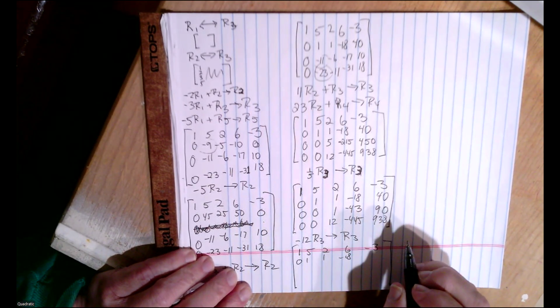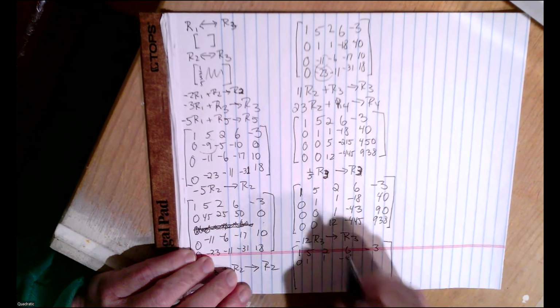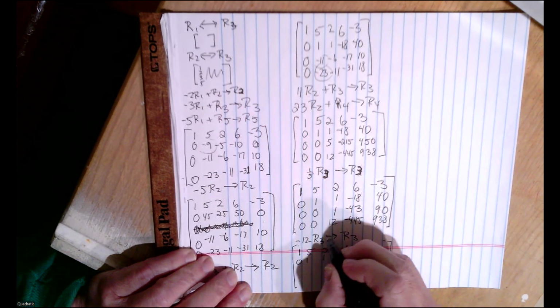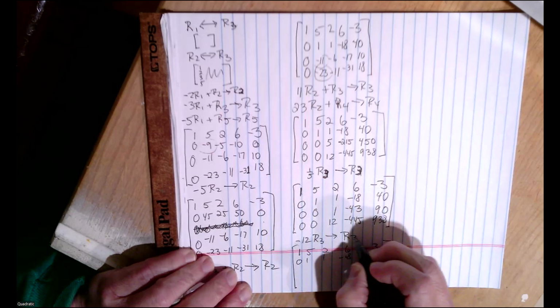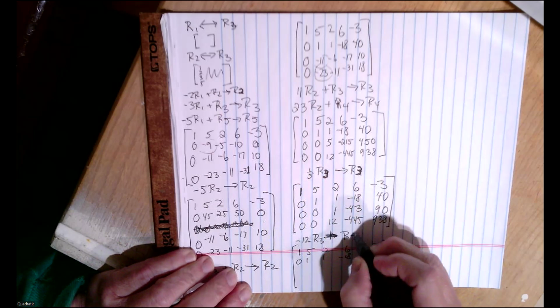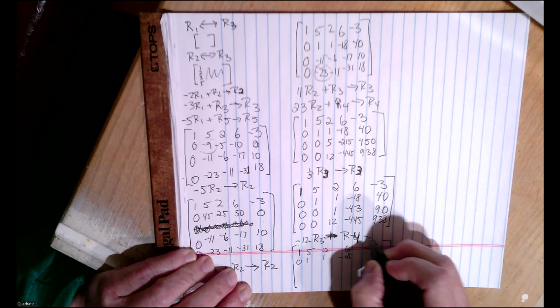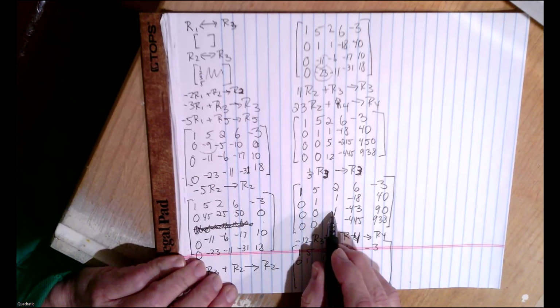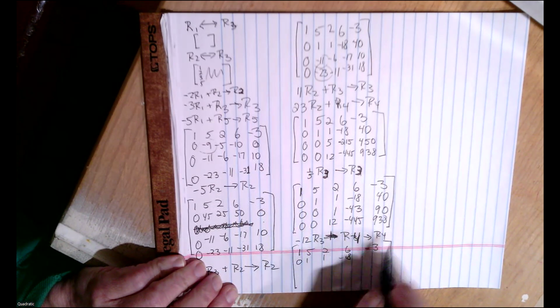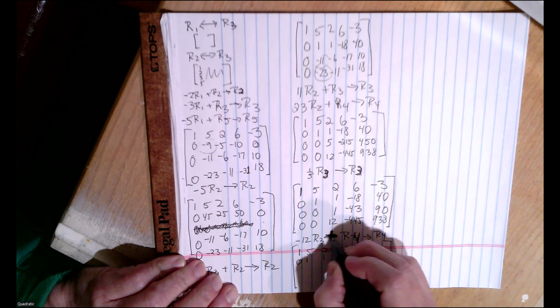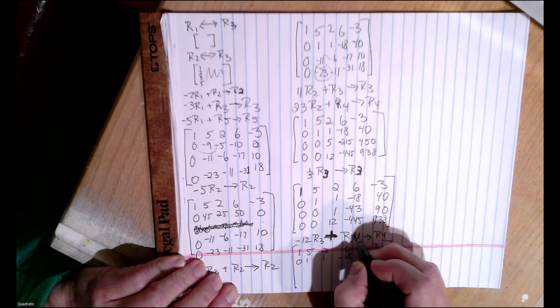Oh, I just wrote this wrong. Sorry about that. -12 R3 plus R4 is going to become the new R4. Sorry about that. -12 times row 3 added to row 4 is going to become the new row 4. So sorry about that. Fix that right there.